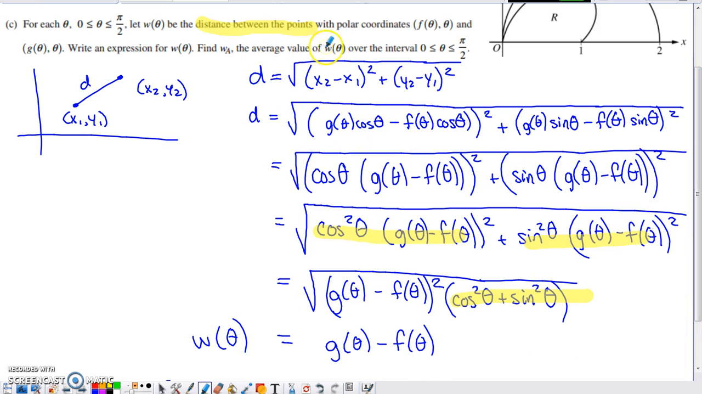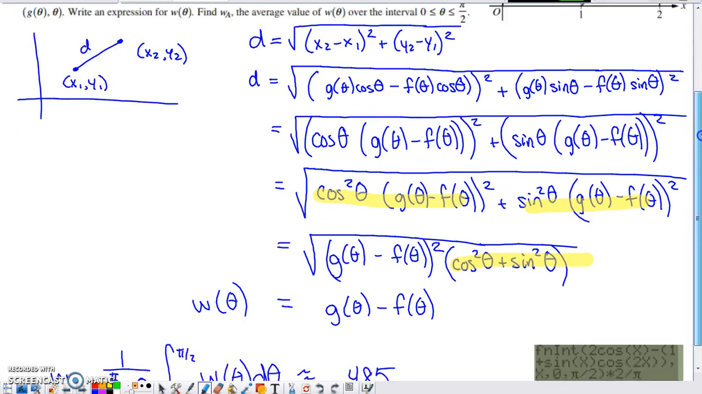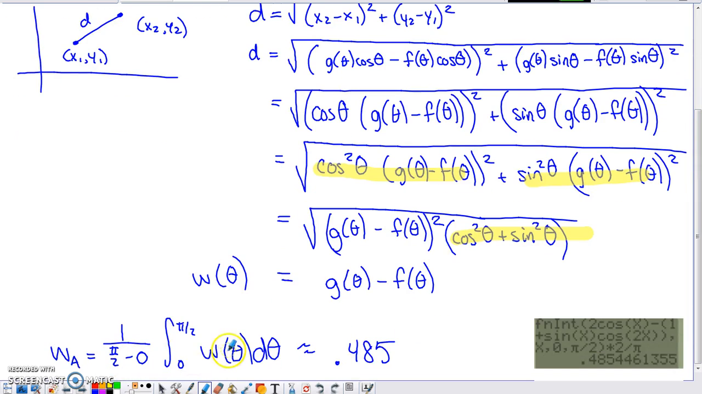So what is the average value of w of theta from 0 to pi by 2? Well, if you break out the formula for the average value of a function and apply it to g of theta minus f of theta and break out the calculator to do that integral, and again, you see my calculator input here, you figure out that the average distance between these two polar curves is going to be 0.485 units.